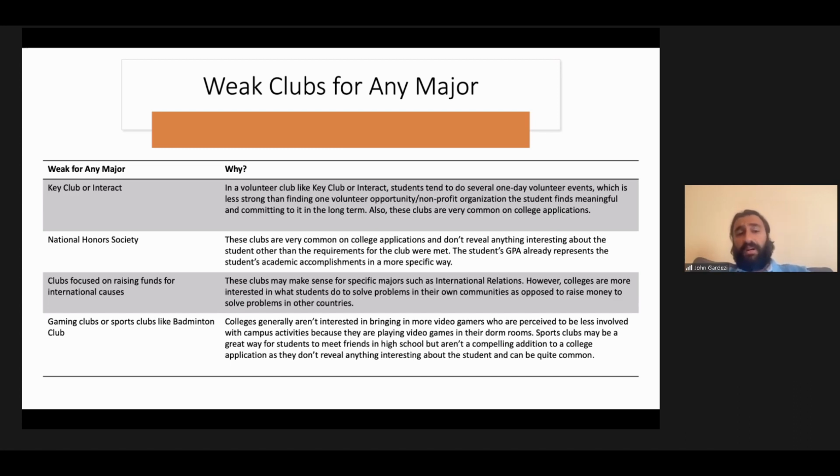Then there's also National Honor Society. Now, for a lot of students who have strong academic profiles, having National Honor Society on your application is almost a given. So there isn't really much of a value add. Anything also focused on raising funds for international causes really isn't spectacular. Now, you may be wondering why.